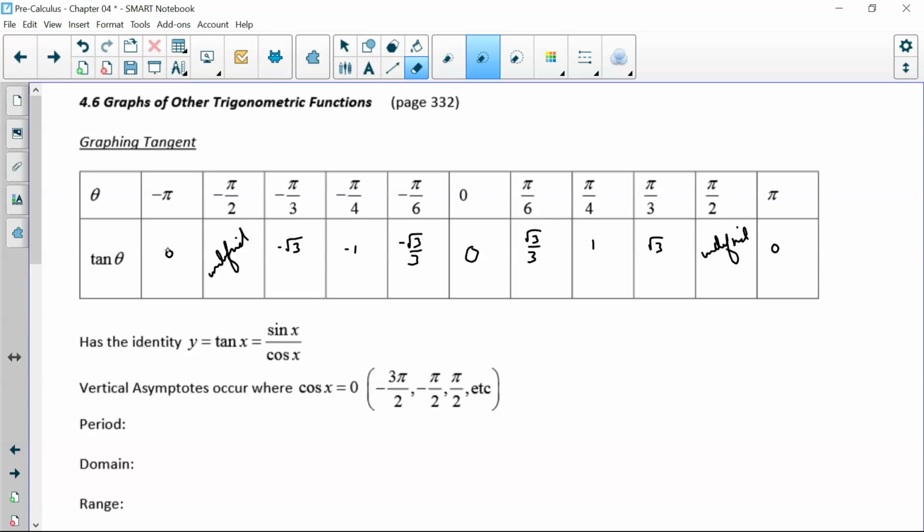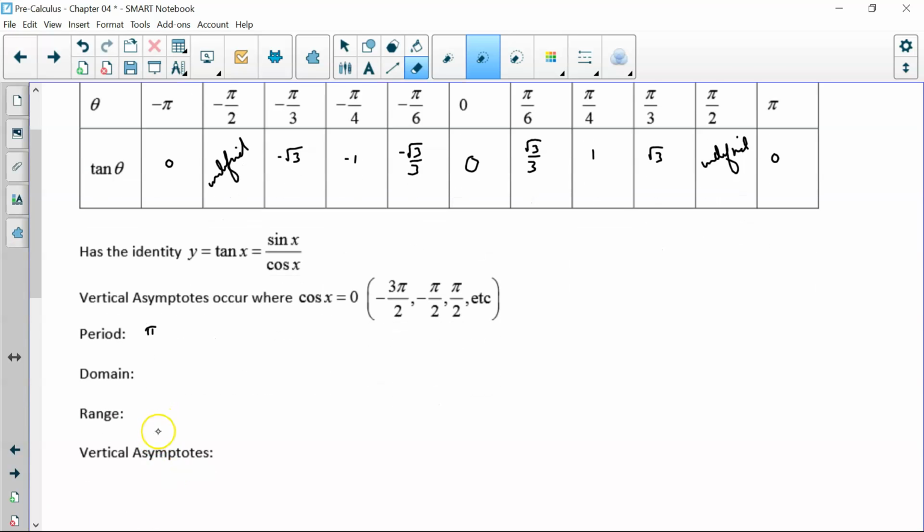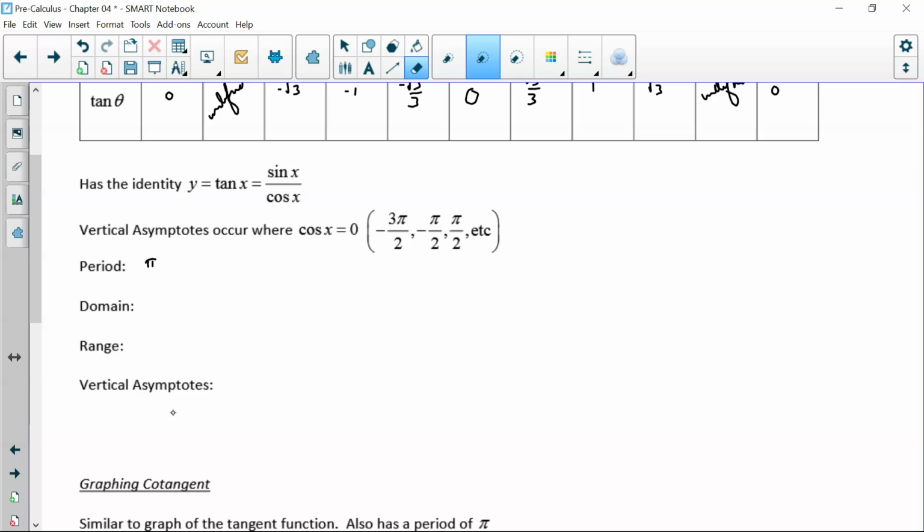Now, if you notice, we have undefined at the pi over 2s, at the negative pi over 2 and the positive pi over 2. That's important to know. And also we have zeros at 0 and at pi and at negative pi. Unlike sine and cosine, tangent has a period of pi. Remember, tangent is sine over cosine. So tangent has a period of pi.